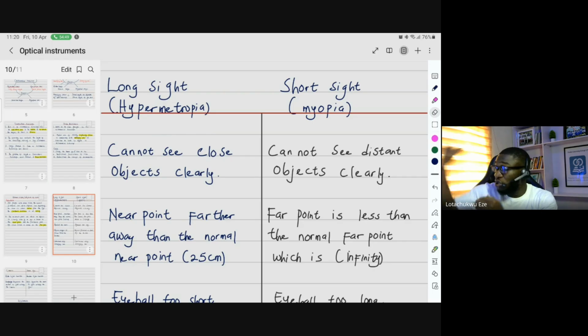So now for a long sight, they cannot see objects close to them. So long sight means, just the name, the reverse is the case. You guys are still laughing at me. For the long sight, the reverse is the case. So now long sight cannot see close objects very well. That's for the long sight. Now, short sight cannot see objects that are very far.